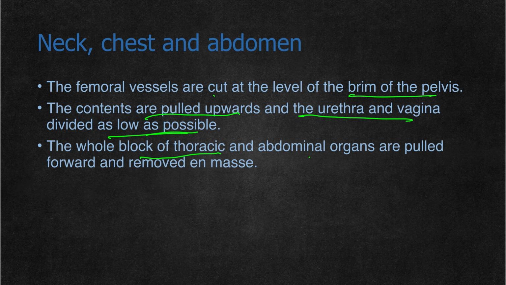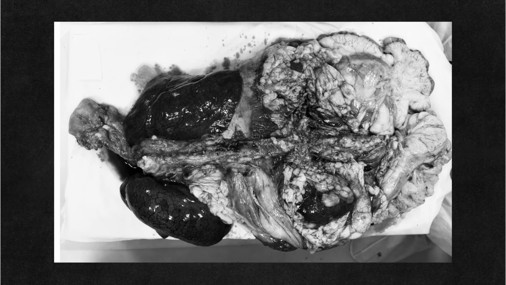The whole block of thoracic and abdominal organs is pulled forwards and removed en masse. So once that is done, the whole organ system comes out as a mass. So this is the en masse dissection.